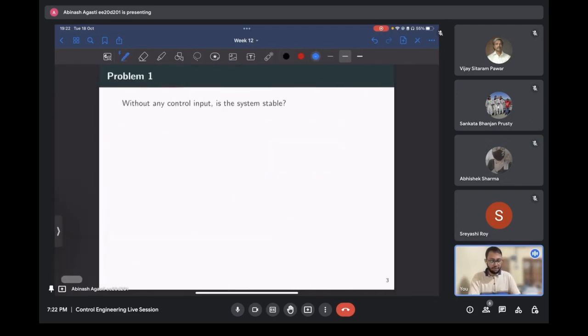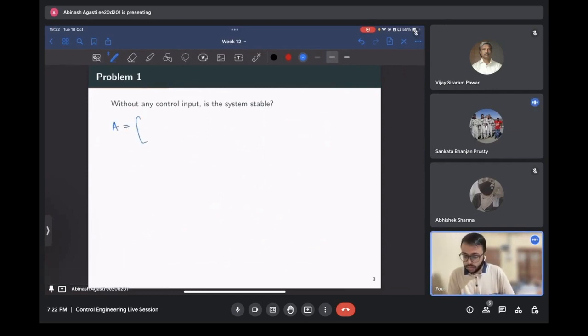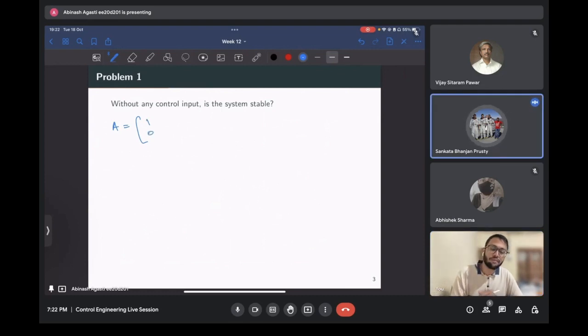So now, without any control input, is the system stable? So let's see. A was, what was A?